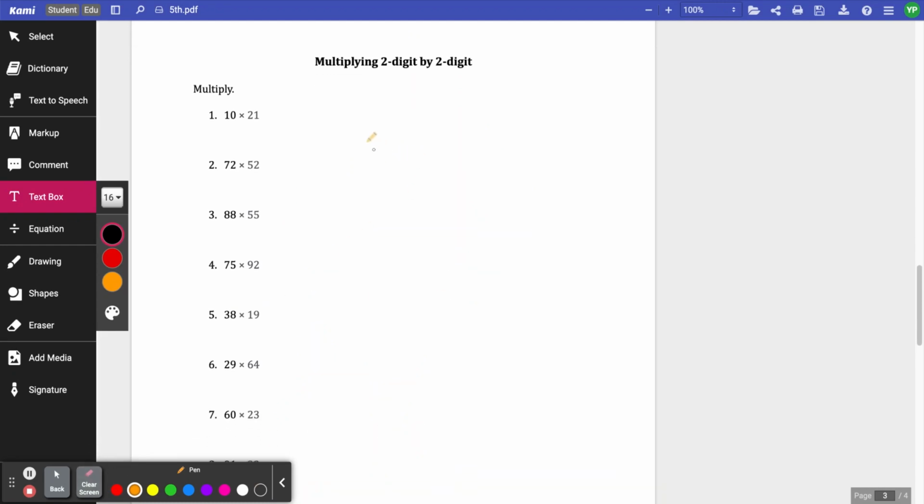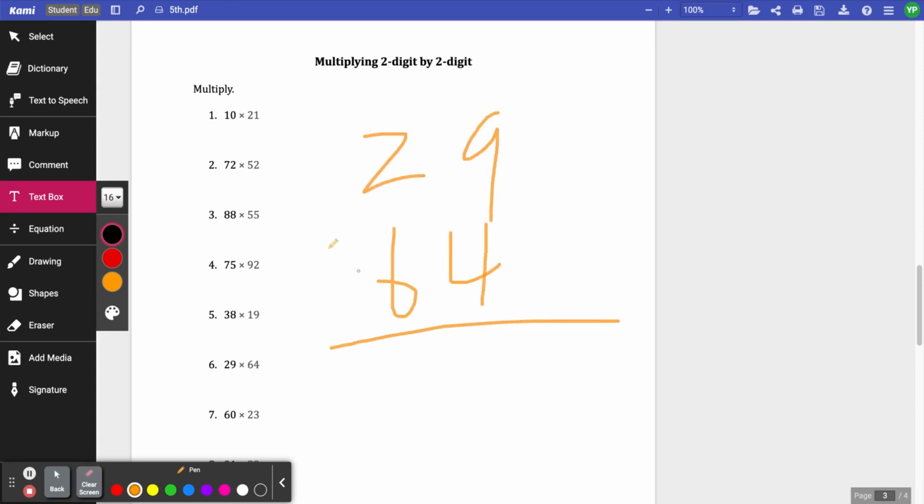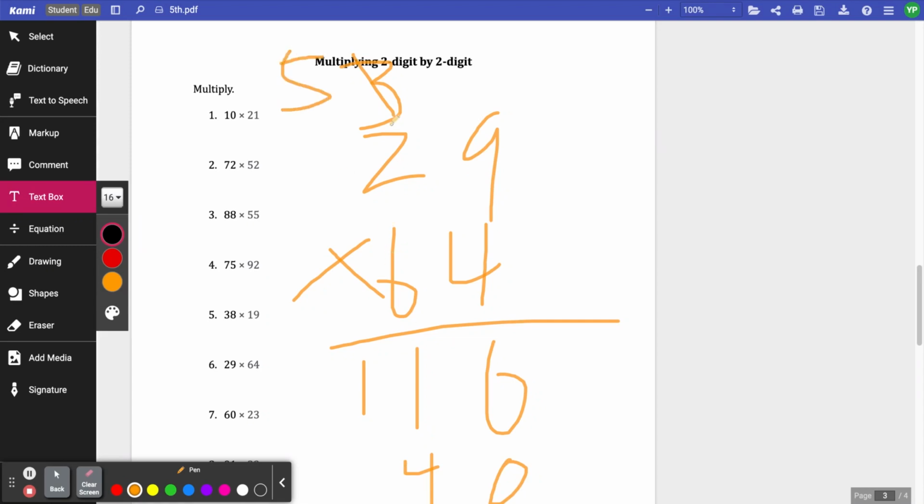And we'll just do one more. 29 times 64, which is number 6. 9 times 4 is 36. You put a 3 there. 4 times 2 is 8. 8 plus 3 is 11. Then you cross it out, and since you're on the next number, you put a 0 down. 6 times 9 is 54. Put a 5 here. 6 times 2 is 12. 12 plus 5 is 17. You add it up and it becomes 1,856.